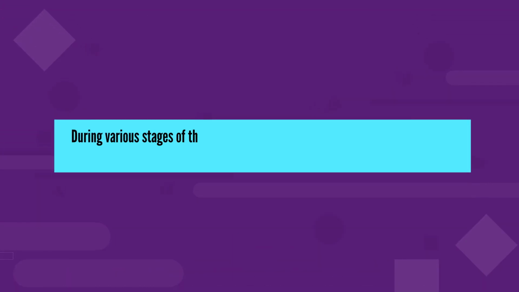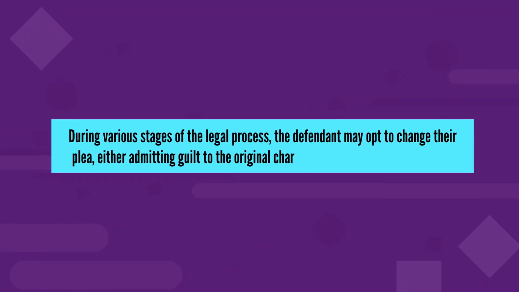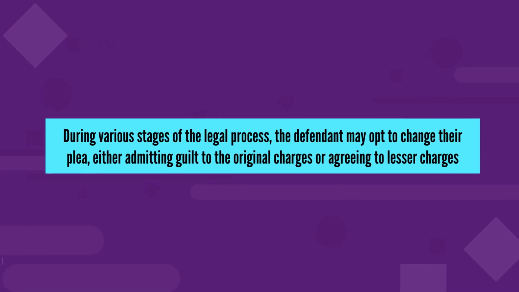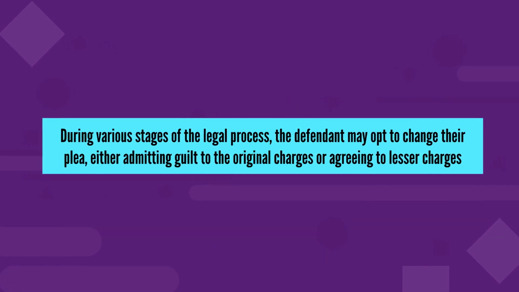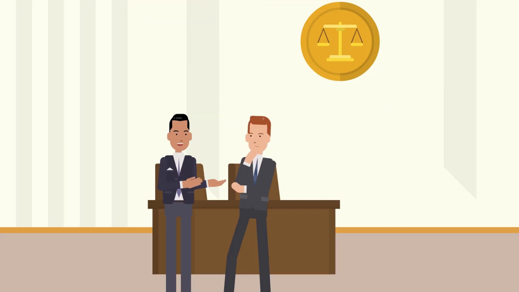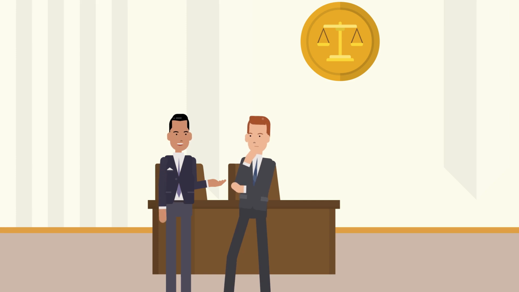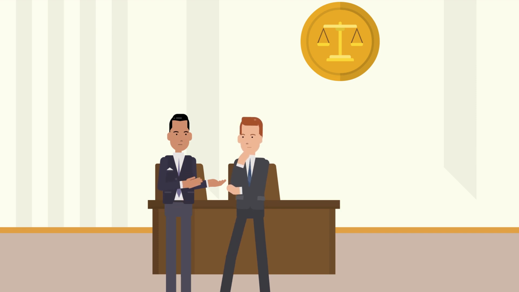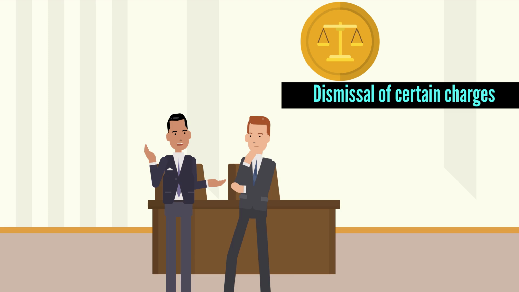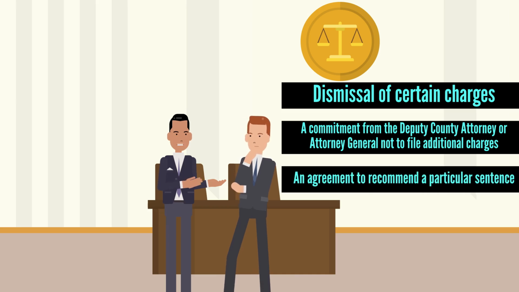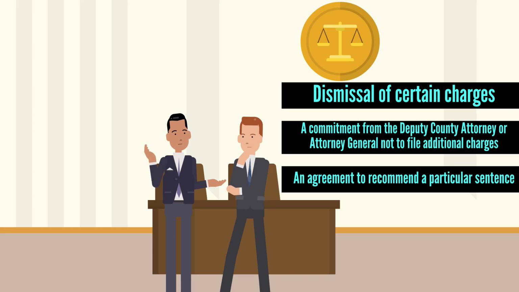During previous stages of the legal process, the defendant may opt to change their plea, either admitting guilt to the original charges or agreeing to lesser charges. In the course of negotiating a plea agreement with the deputy county attorney or attorney general overseeing the case, the defense attorney might pursue specific outcomes. These could include the dismissal of certain charges, a commitment from the deputy county attorney or attorney general not to file additional charges, or an agreement to recommend a particular sentence.